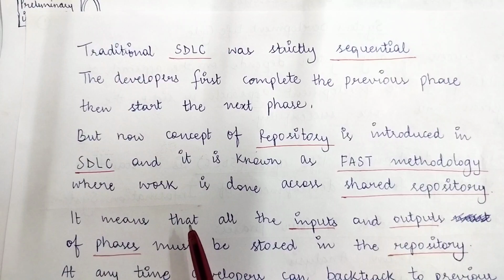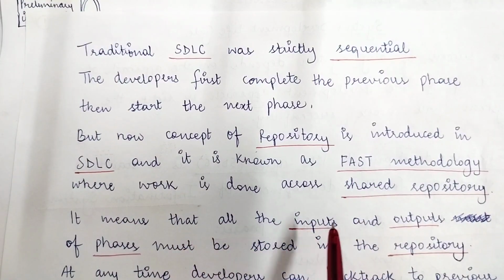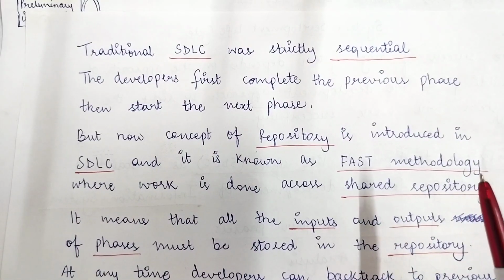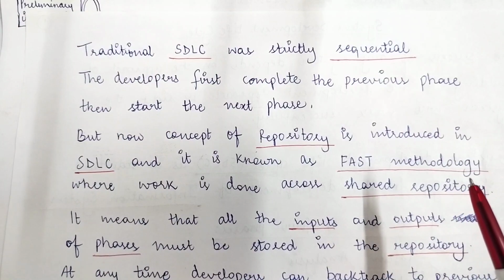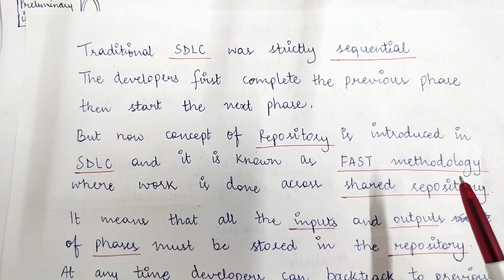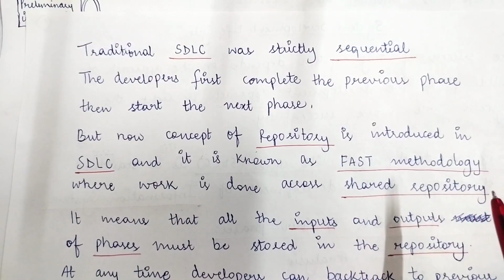Now, what do you mean by shared repository in a FAST methodology? It means that all the inputs and outputs of phases must be stored in the repository. Every phase has to be in a particular sequence, no matter if it is strict sequencing or not, but still it is preferred that when following SDLC, you follow the sequence of phases. The output of one phase will act as the input of the other phase, right?